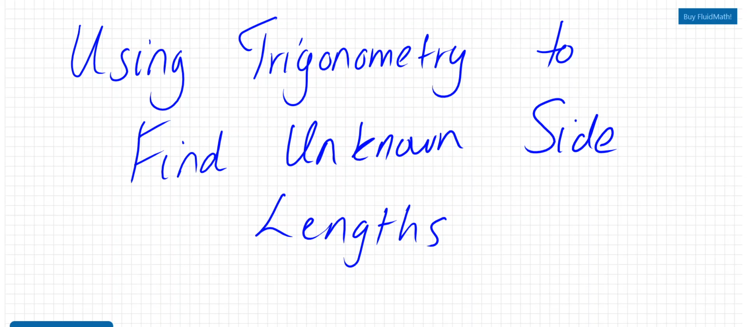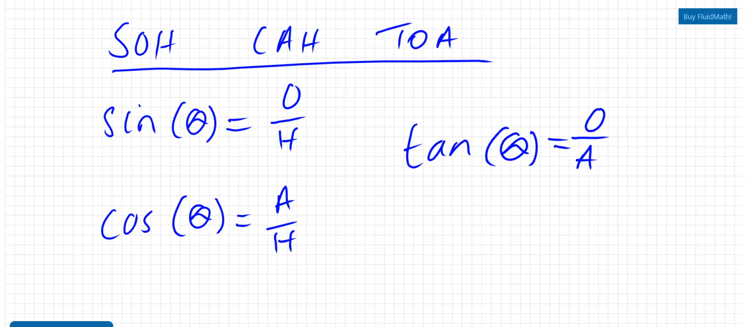Hi, this session is on using trigonometry to find unknown side lengths. Now, just to recap, the three trigonometric ratios are sine, cosine, and tan. And they're just written in an abbreviated way. A way to remember this is this saying up here: SOH CAH TOA.